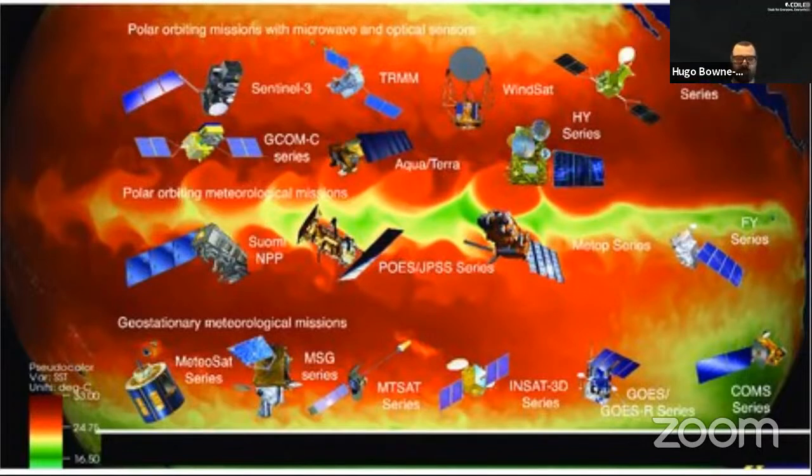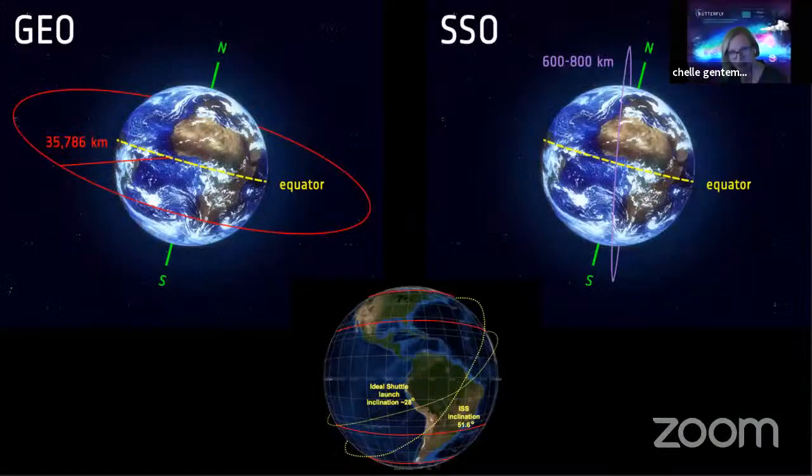Fascinating. Thanks, Chelle. Yeah, so I'll skip this. I was just going to say, the satellites are all in different orbits. There's 3 primary orbits that the satellites go into.